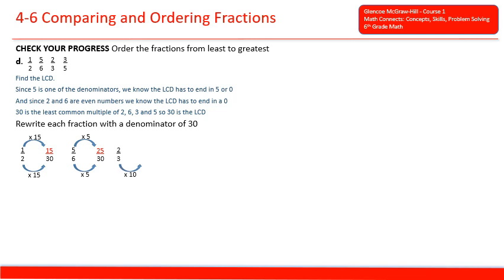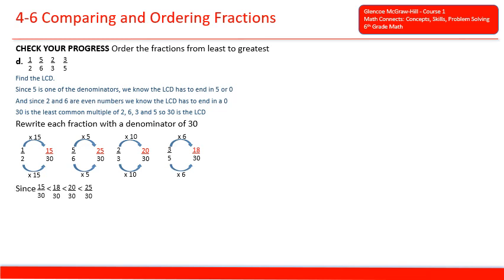2/3. 3 will go into 30 10 times. So the denominator is 30. And 2 times 10 is a numerator of 20. And then 3/5, 5 will go into 30 6 times. So 6 times 5 gives us a denominator of 30. And 6 times 3 gives us a numerator of 18.